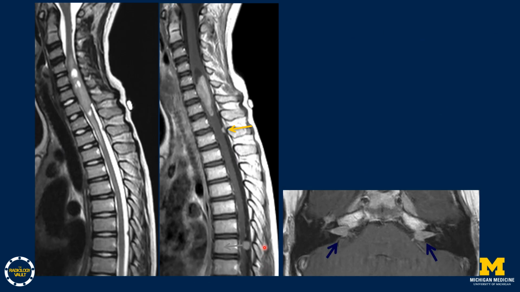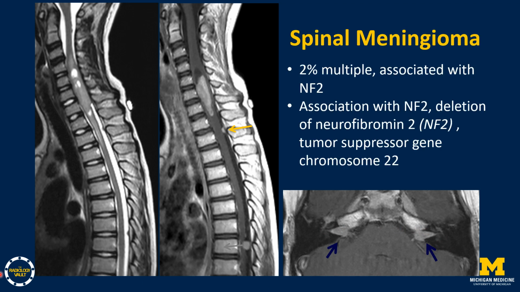This case shows multiple spinal meningiomas and a spinal cord ependymoma and bilateral vestibular schwannomas in a patient with neurofibromatosis type 2. Multiple spinal meningiomas will occur in approximately 2% of patients. Multiple meningiomas will be associated with neurofibromatosis type 2, which is linked to the deletion of the neurofibromatosis type 2 tumor suppressor gene that is located in chromosome 22.